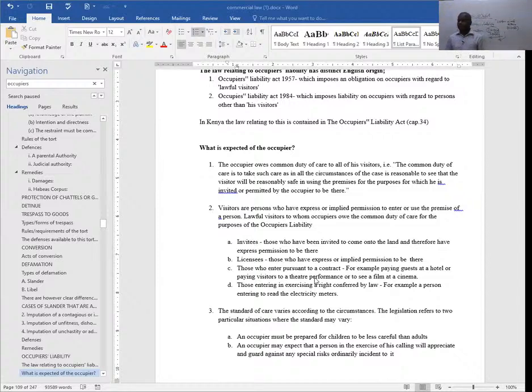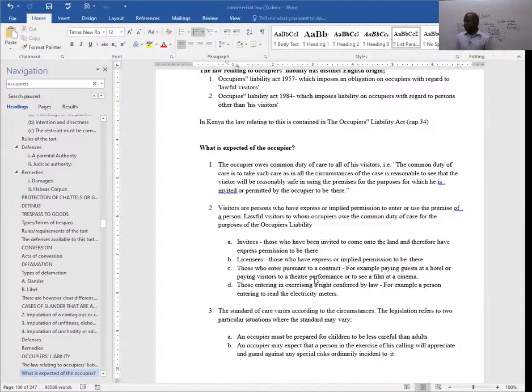Those who have been licensed, for example, an officer from the Kenya Power and Lighting Company who has been allowed to come to your premises to read the meter readings, or someone from a water company who visits the premises to read the meter for how much water you have used. So those are licensed persons who can access your property, and you have a responsibility over them to ensure their safety. So those entering in exercise of a right conferred by law, for example, a person entering to read an electricity meter.